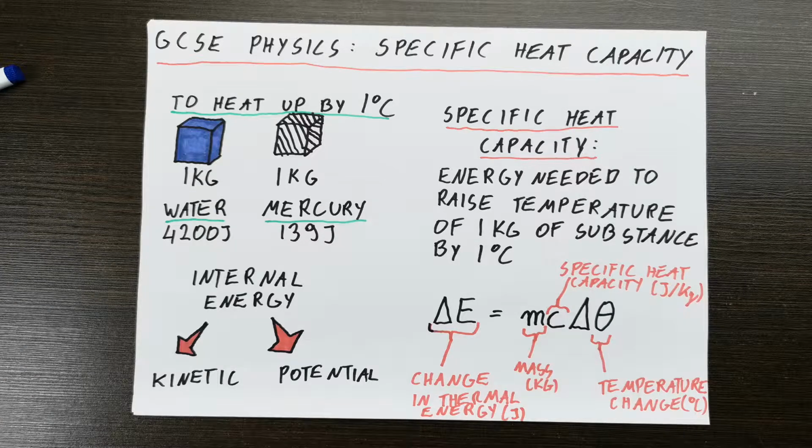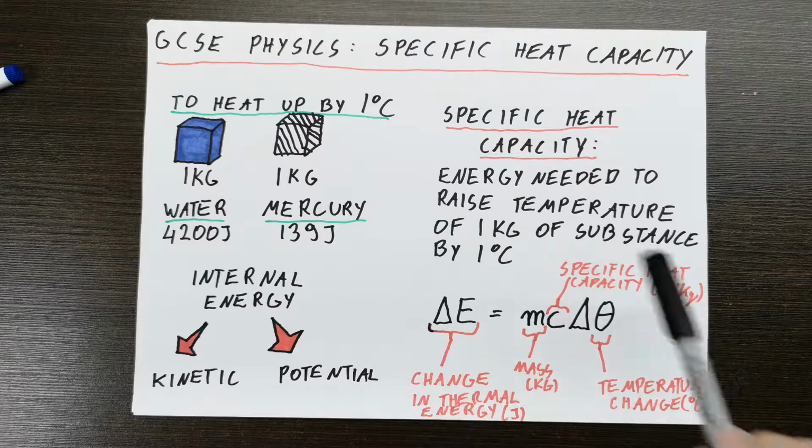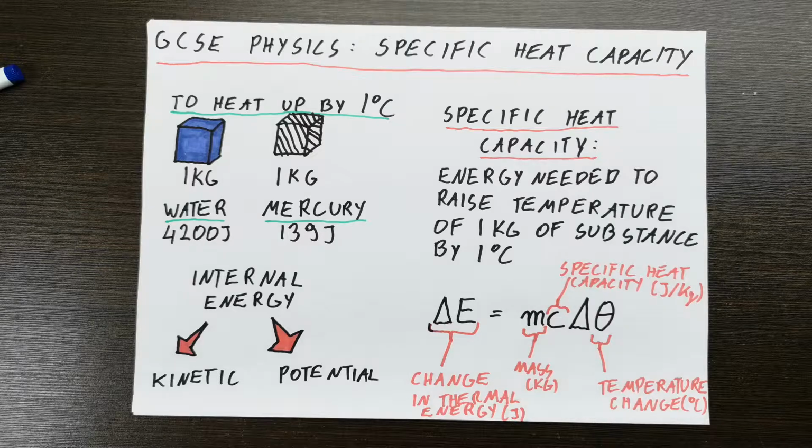So, how do we calculate this? How do we calculate specific heat capacities? How do we calculate energy changes based on the specific heat capacities of substances and molecules? Well, the answer is here, this equation right here. So, the equation goes like this.